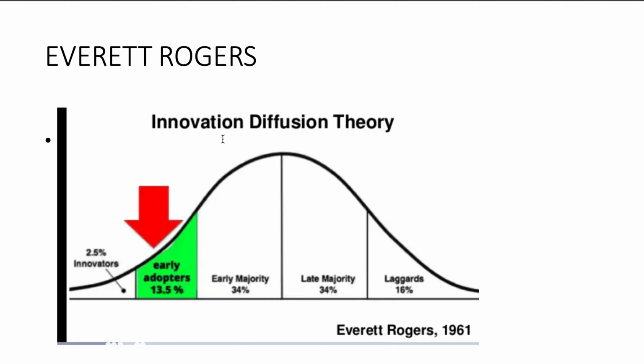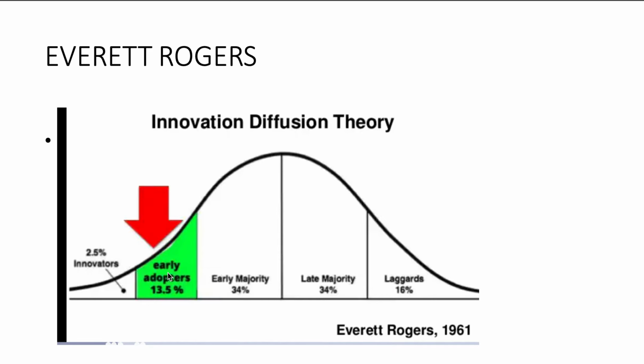Okay, the other one is about Everett Rogers' innovation diffusion theory. Any idea or process or practice first of all goes through the innovators, meaning those who invented those processes and phenomena, had to use it first of all and take the risk of that. So these are a very small number of people, like 2.5%.